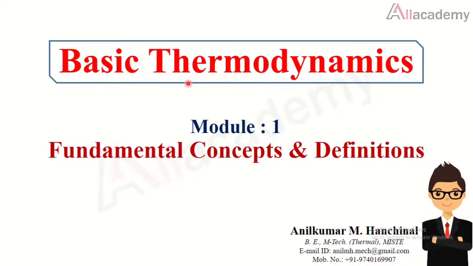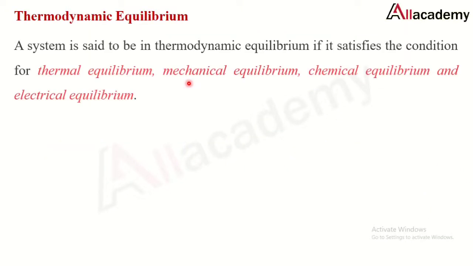So let us begin today's session with thermodynamic equilibrium. So what is this thermodynamic equilibrium? A system is said to be in a thermodynamic equilibrium if it satisfies the condition for thermal equilibrium, mechanical equilibrium, chemical equilibrium and electrical equilibrium. That is, if I want to say any system is in thermodynamic equilibrium, then that particular system or a body must satisfy these four equilibriums. So then I can say that the system is said to be in a thermodynamic equilibrium.